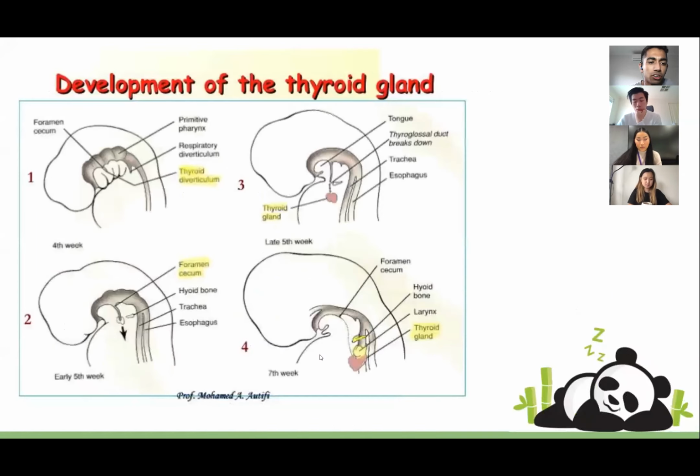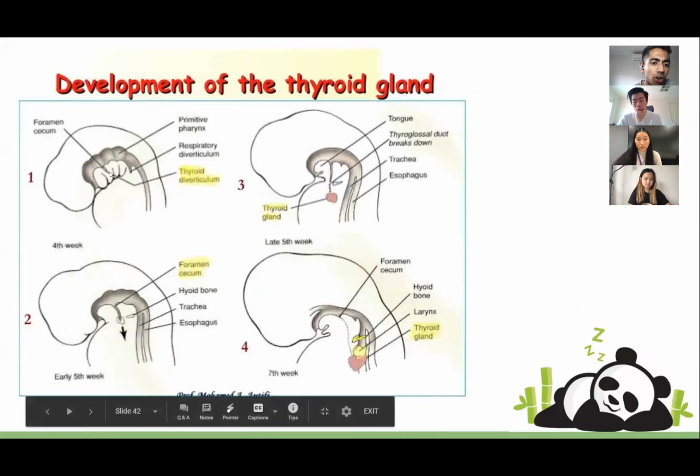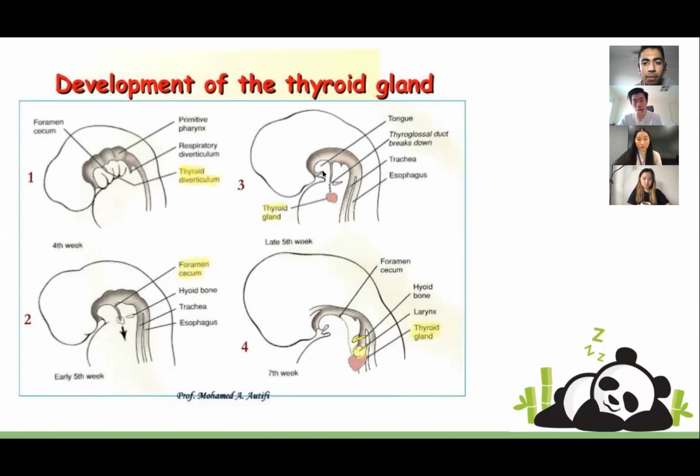So this is a pretty good picture. We've got the foramen cecum, we've got the thyroid diverticulum. It's like a little bud at this point in week 1, and then by week 3, it starts to descend into a real thyroid. You can see this long cord-like structure which connects the foramen cecum to the thyroid gland. As we develop further, eventually it breaks down, leaving just the thyroid to sit around the cricoid cartilage.